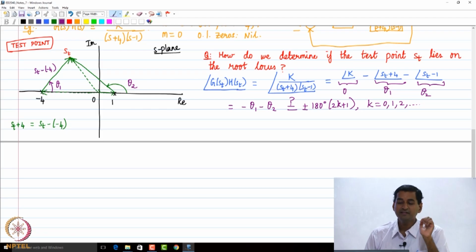Yeah, I have taken any arbitrary test point, okay. But of course, this is not how we will plot it, okay. We have a series of steps which helps us to plot by hand, all right.